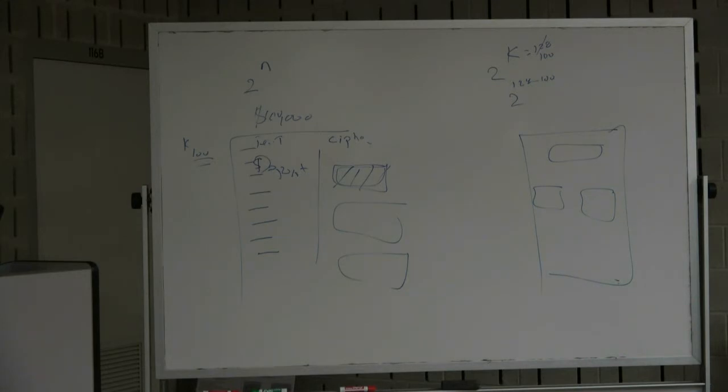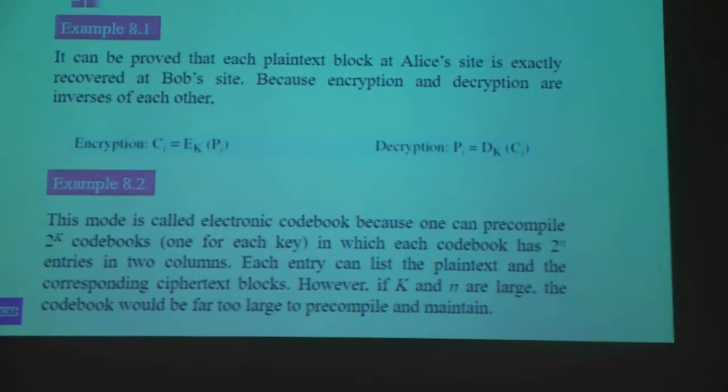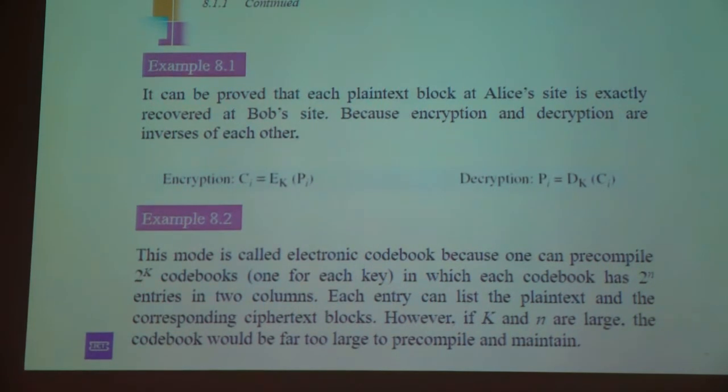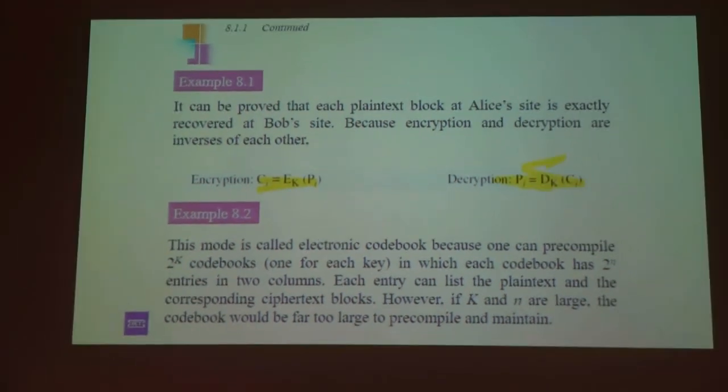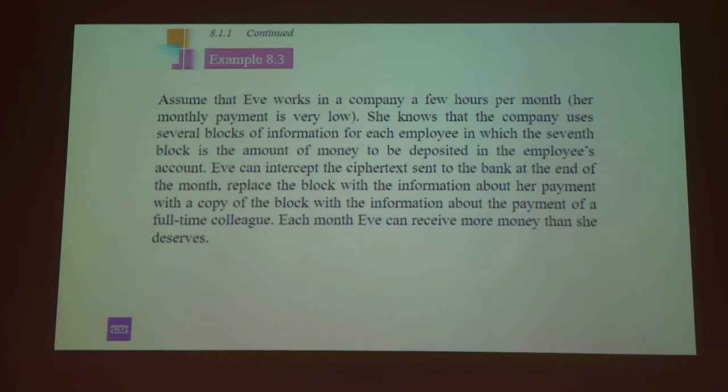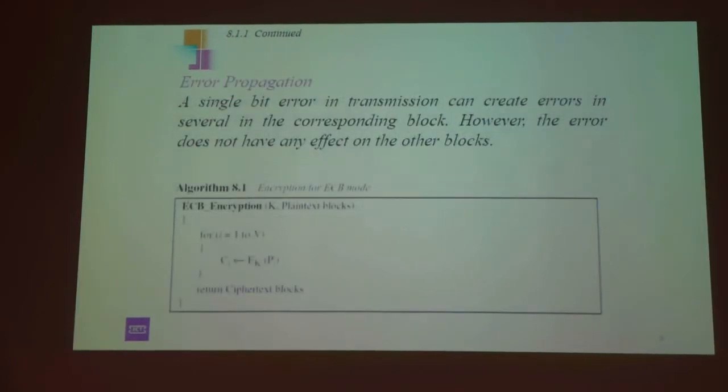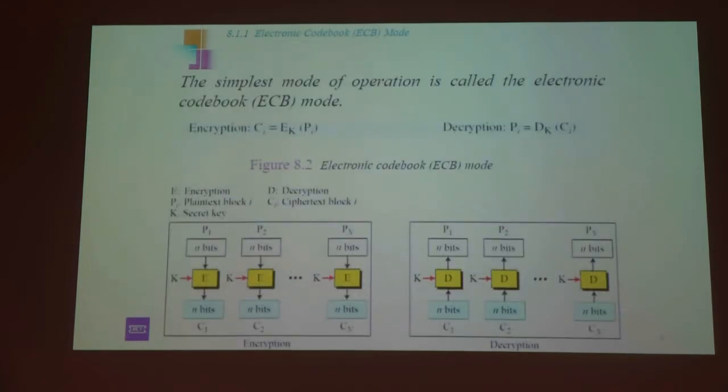It can be proved that each plain text block at Alice's site is exactly recovered at Bob's site because encryption and decryption basically just reverse each other. How about the error propagation? If there is an error in transmitting, for example, an error in this block, does the error propagate? No. It's independent work.